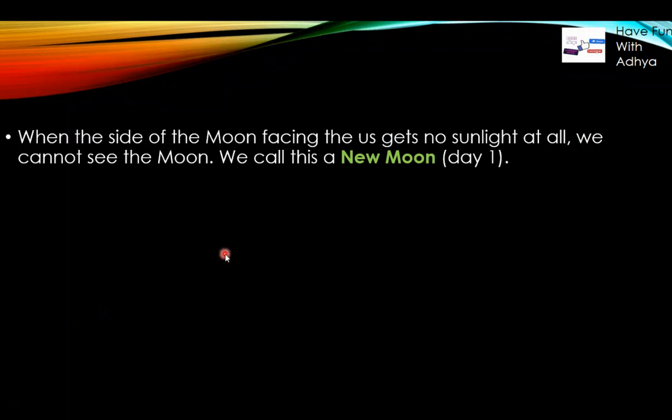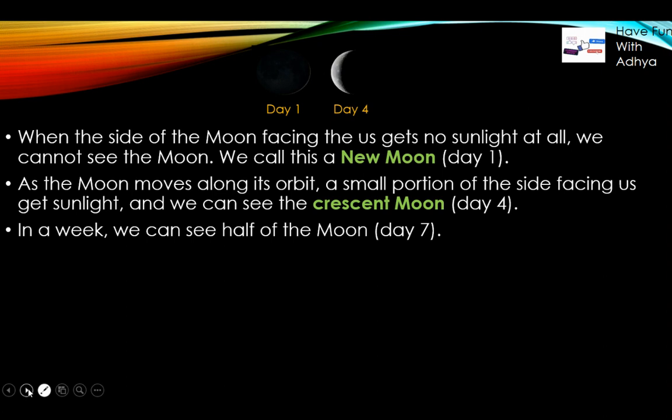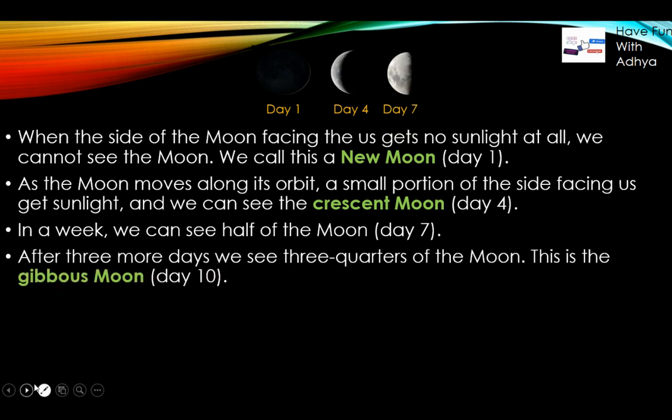When the side of the moon facing the Earth gets no sunlight at all, we cannot see the moon. We call this a new moon, day 1. As the moon moves along its orbit, a small portion of the side facing us gets sunlight, and we can see the crescent moon, day 4. In a week, we can see half of the moon, day 7. After 3 more days, we see 3 quarters of the moon. This is the gibbous moon, day 10.